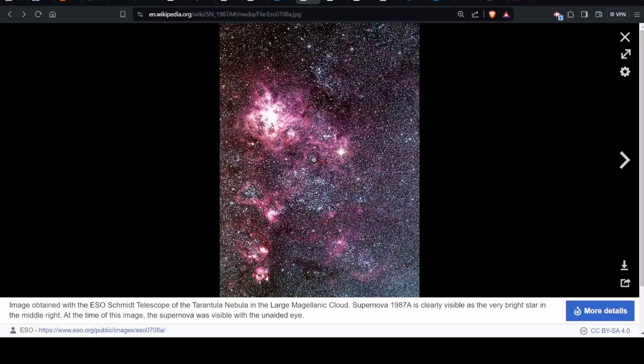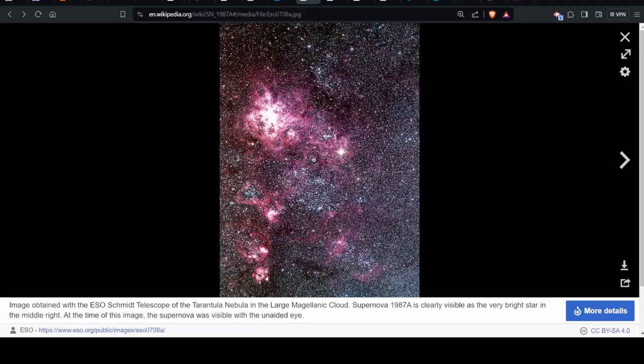So when I say SN 1987A, that is the nomenclature used. SN means supernova. It was discovered in 1987, and the A designates that it was the first one discovered that year. It's approximately 168,000 light years away. And this was the closest supernova since Kepler's supernova in 1604.